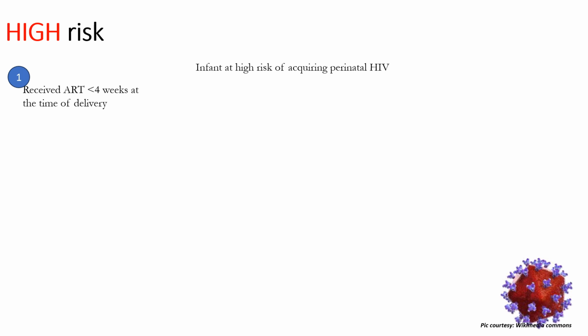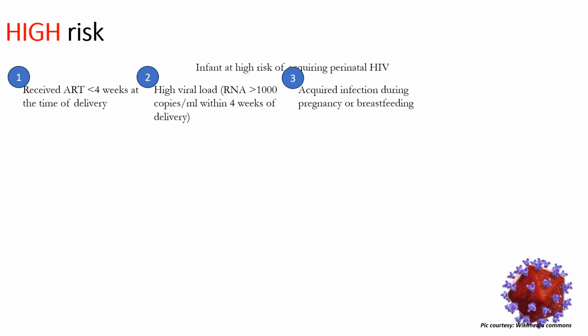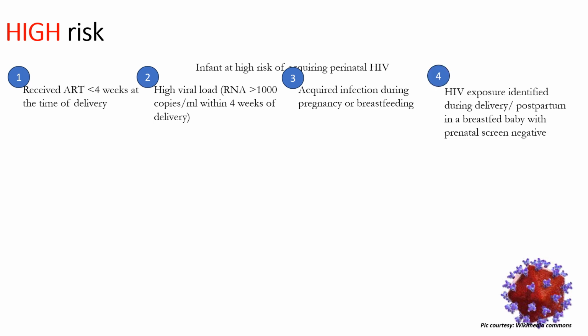Infants at high risk of acquiring perinatal HIV are infants whose mothers have received antiretroviral therapy for less than 4 weeks at the time of delivery, or whose mothers have high viral load, that is RNA more than 1000 copies per ml within 4 weeks of delivery, or the mother has acquired infection during pregnancy or breastfeeding, or HIV exposure has been identified during delivery or the postpartum period in a breastfed baby when the prenatal screen was negative in that mother.